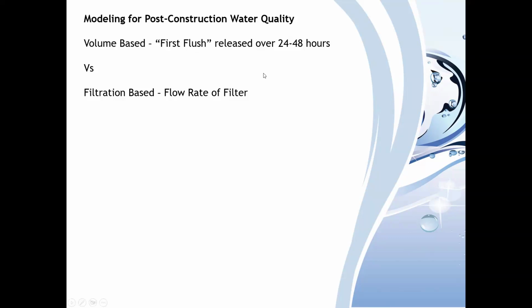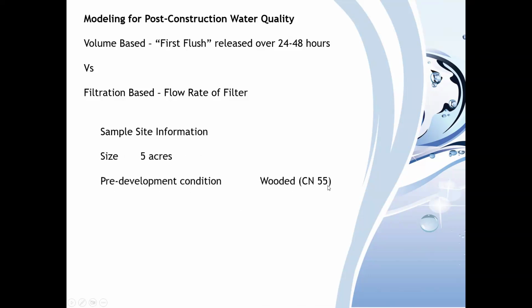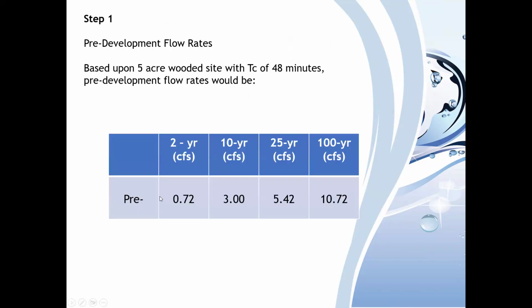So following up here, the last thing we've got is a quick comparison of our first flush model versus a filtration based model. We're going to look at a sample site of 5 acres. It has a pre-development condition CN of 55. Post-development, we're going to say a commercial little center, curve number 92. Pre-development flow rates for the 2-year storm are going to be 0.72, assuming a time of concentration of about 50 minutes. 10 years, 3, you can see the 25 and 100. We're going to focus on the 2-year and water quality event.